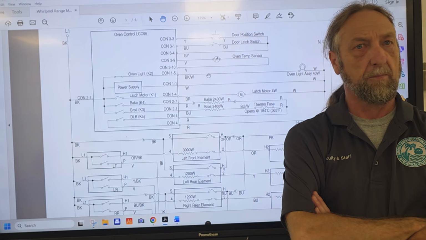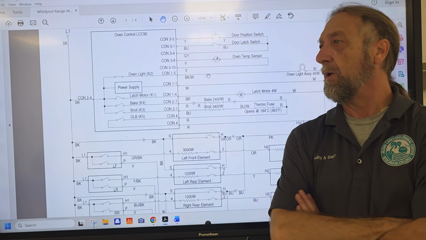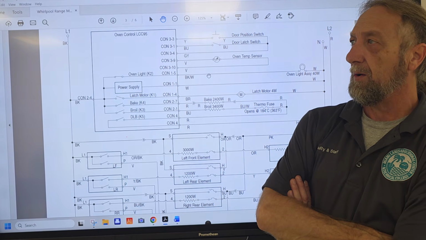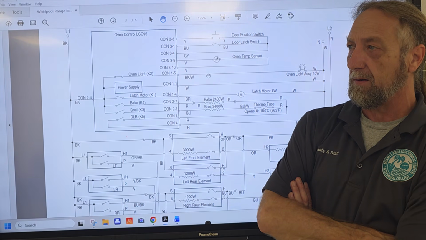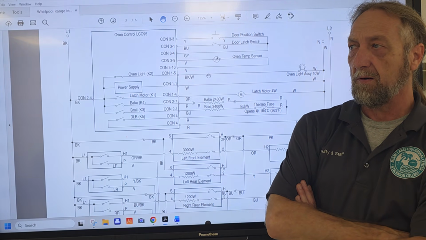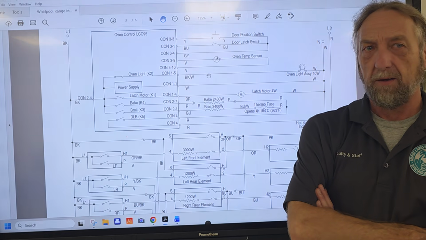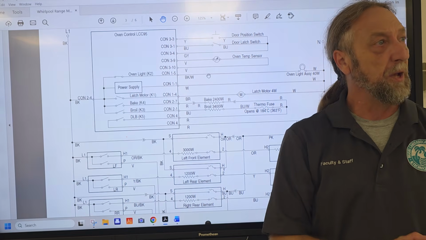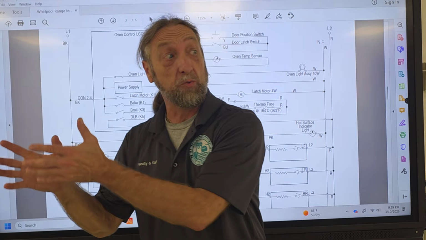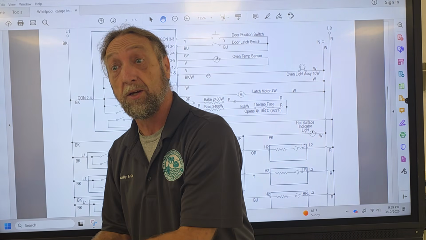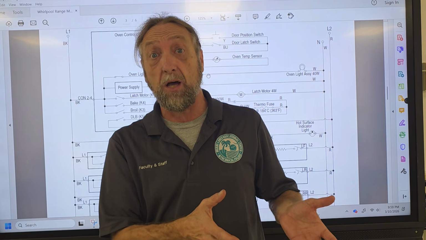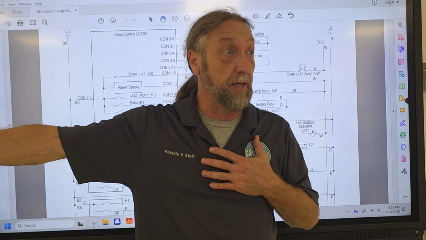No. The sensor's good. Then what do you think? The fuse is good, but the board's saying it's bad. It's reading good though, right? Yeah. So it's a bad board. Very good, Corey. So even though the sensor resistance value is good, the board doesn't see it. Something on the board got messed up and it can't see it.